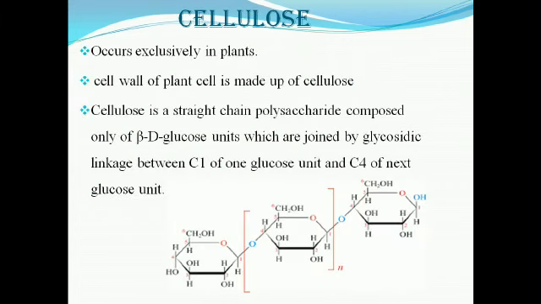Next is cellulose. Cellulose is also a polysaccharide. It is found in plants. The cell wall of the plant cell is made up of cellulose. It is a straight chain polysaccharide composed of beta D glucose units which are joined together by glycosidic linkage between C1 of one glucose unit and C4 of the next glucose unit.